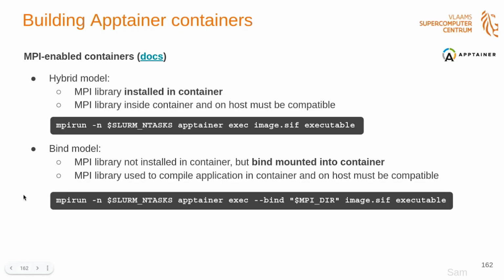Or you can use the bind model, where there are no MPI libraries installed in your container, and you bind mount the MPI libraries of the host into your container. That's why you have this --bind option here. The MPI directory, which contains all the libraries, is bind mounted into the container.